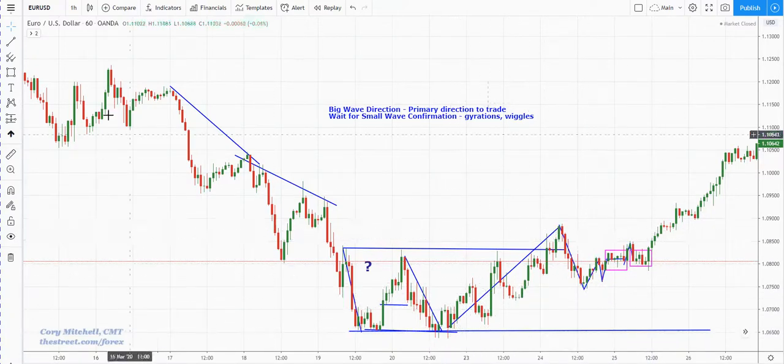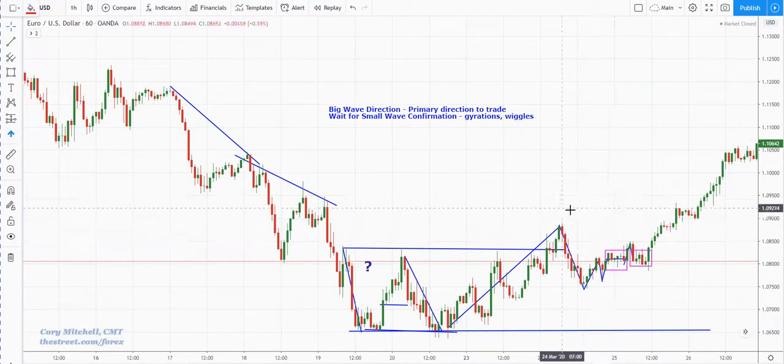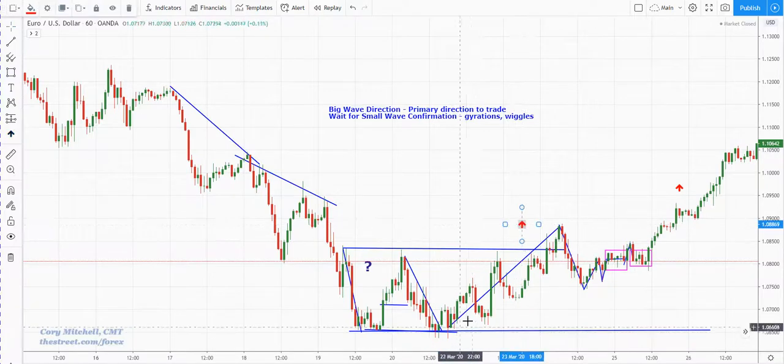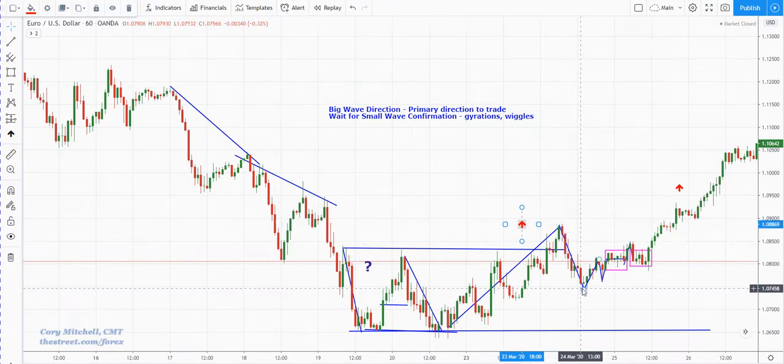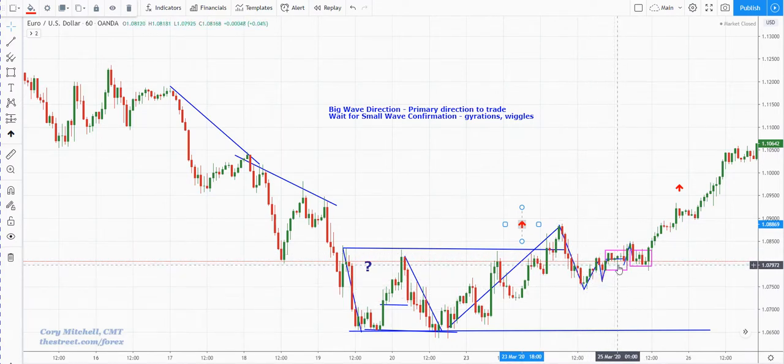So we are going up. We think this trend, we're eventually going to go back to the upside, because at this point we've established our big wave direction is up. Then we had a corrective wave, and in that corrective wave we had a whole bunch of wiggles, and those wiggles have now started to tell us we're shifting back to the upside. Get ready to go long.